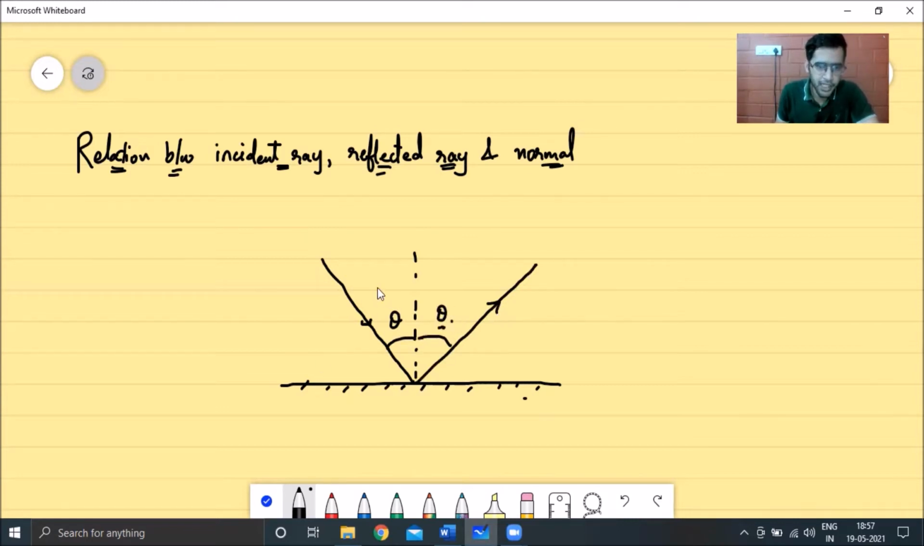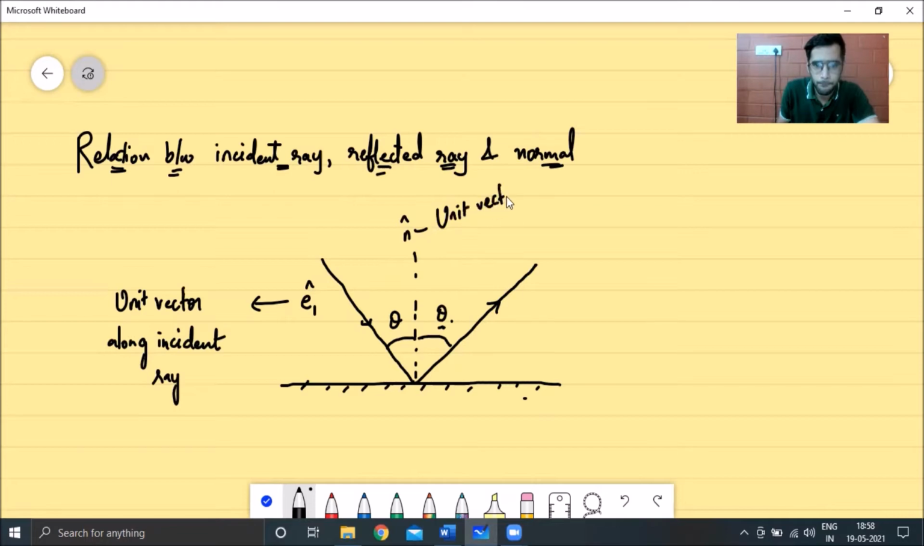But now what we are trying to derive is a relation between the unit vectors. So let e1 cap denote the unit vector along the incident ray, let n cap denote the unit vector along the normal, and let e2 cap denote the unit vector along the reflected ray. So now we'll be getting a relation between e1 cap, e2 cap, and n cap.